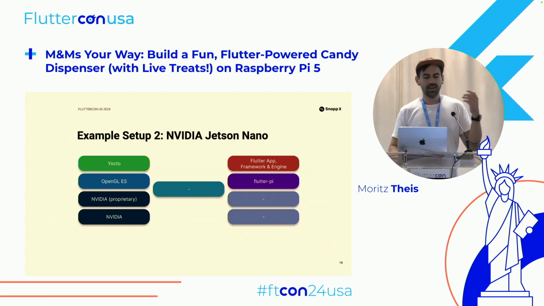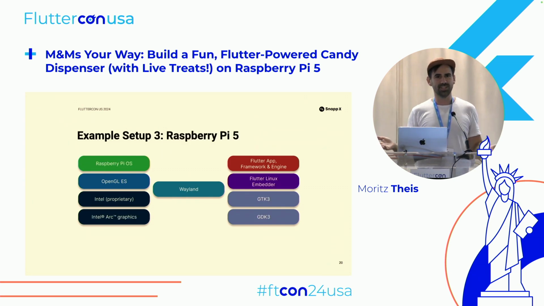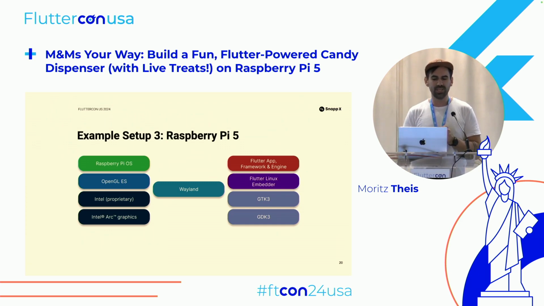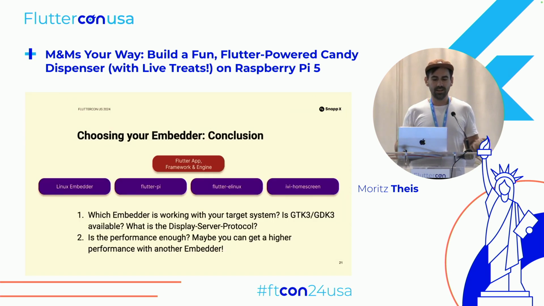Example 3, which is the most interesting one for you here, I guess, would be with a Raspberry Pi 5 with Raspberry Pi OS. There we have GTK and GDK available. We use Wayland as display server protocol. The competitor Xorg would also be available. Therefore, we can just go with the standard Flutter Linux embedder.